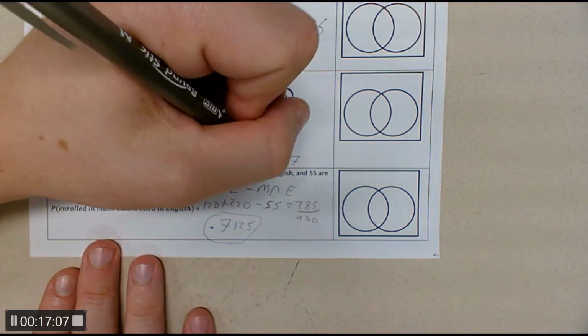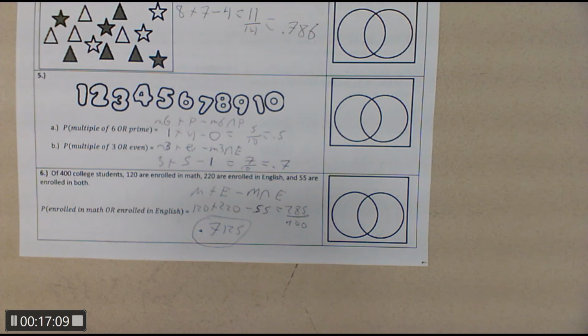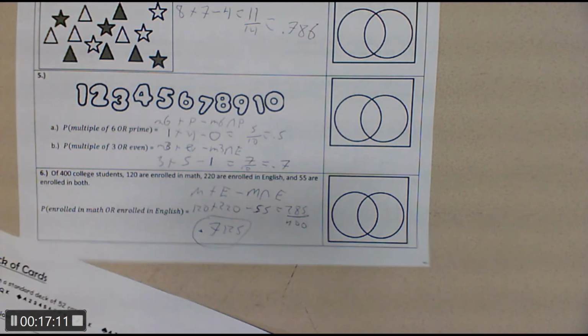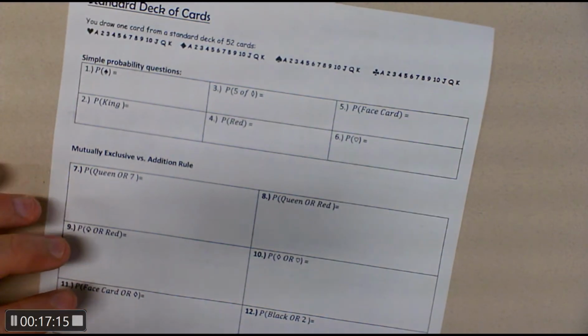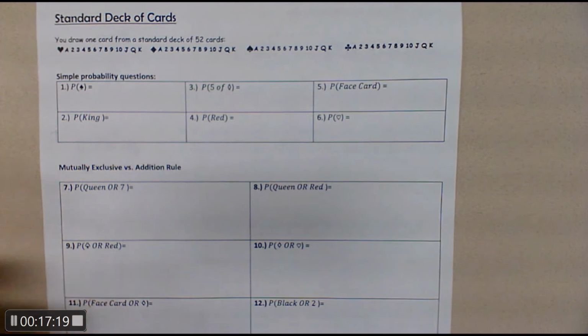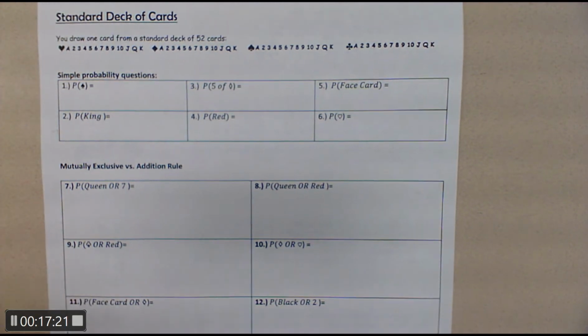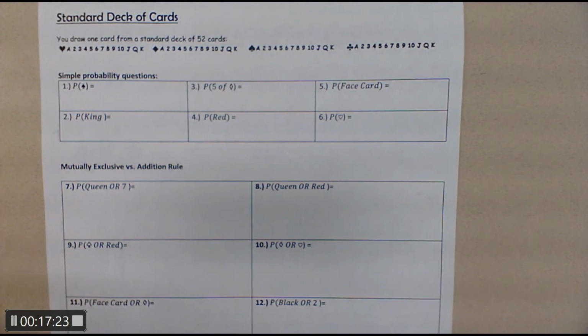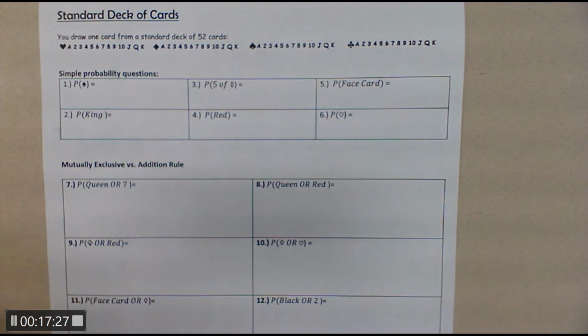Cool. Moving on to these back. The back, we start to have some fun with cards and stuff. So, standard deck of cards. We got 52 cards, 13 of each suit, 26 of each color, 4 of each number.